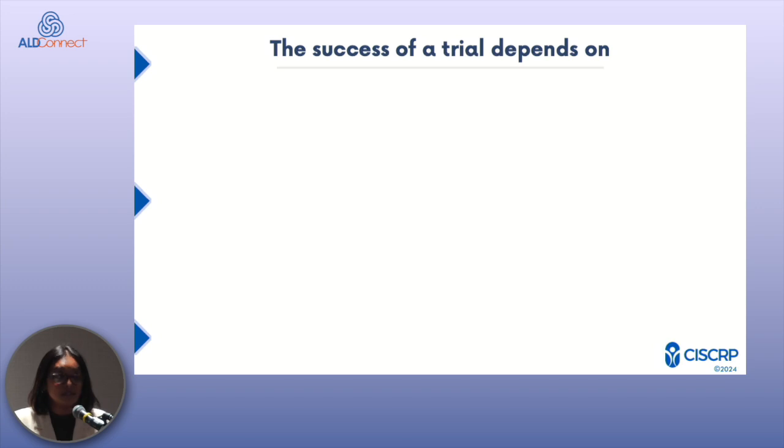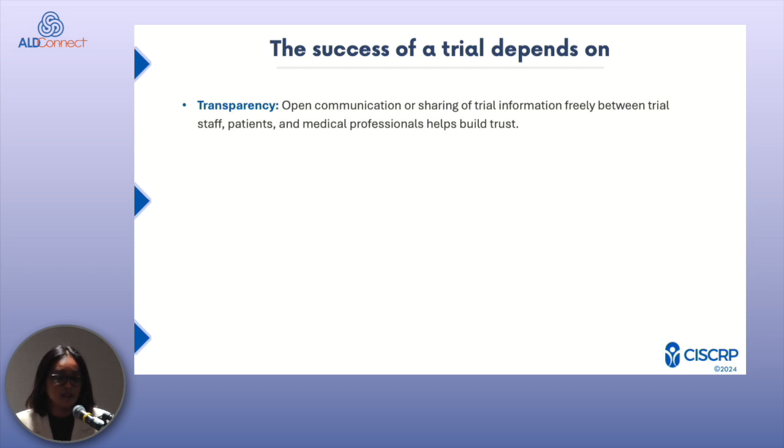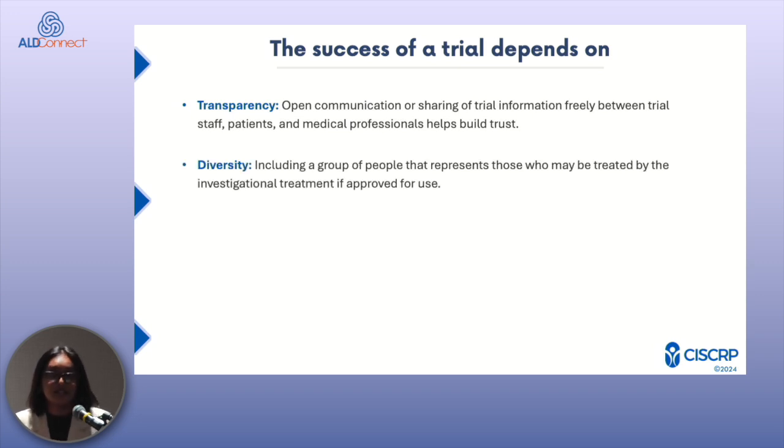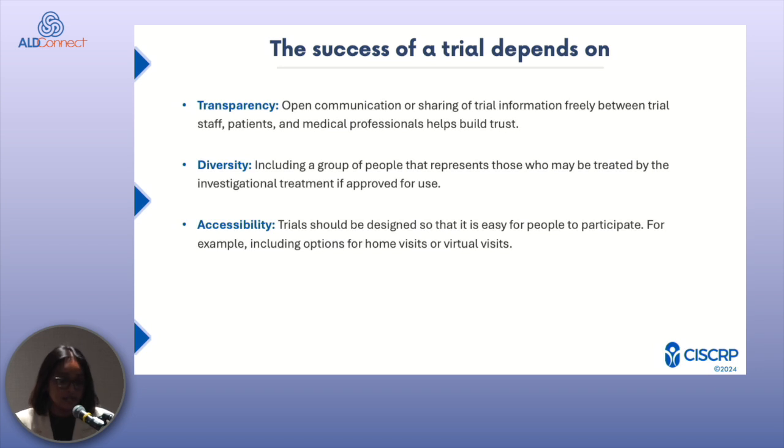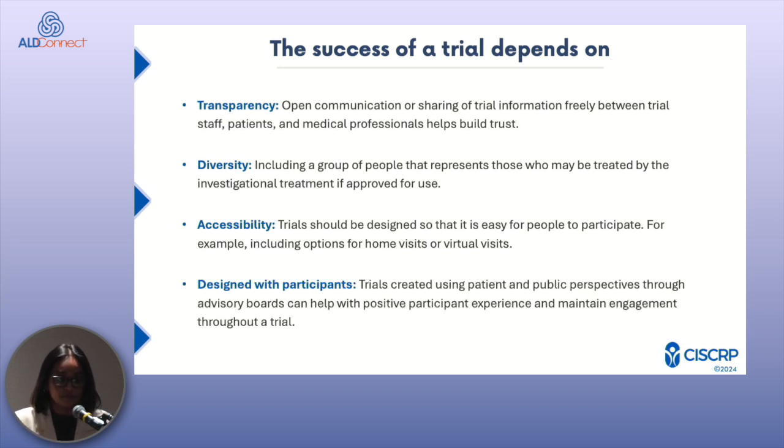So the success of trials depends on a few things. First being transparency, so open communication and sharing of information between staff, patients, and medical professionals to help build trust. Diversity, so including a diverse group of participants that represents those who may need the investigational treatment if approved for use. Accessibility, trials should be designed so that it is easy for people to participate. So for example, including options for home visits or virtual visits if that's possible. And lastly, design with participants. So trials created using patient and public perspectives through advisory boards can help positive participant experience.